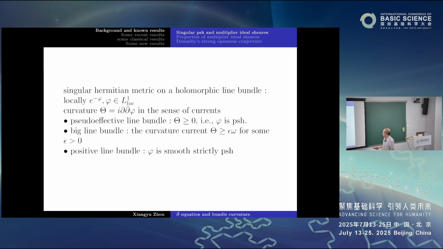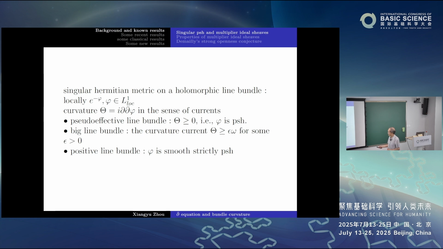In this way, we can define a singular Hermitian metric on a holomorphic line bundle. Locally, the metric is given by e to the minus phi, where phi may not be smooth, just locally integrable. In this case, we can still define the curvature in the sense of currents, by ddbar phi. We can define a pseudo-effective line bundle, which means this curvature current is positive. That is to say, phi is pluri-subharmonic.